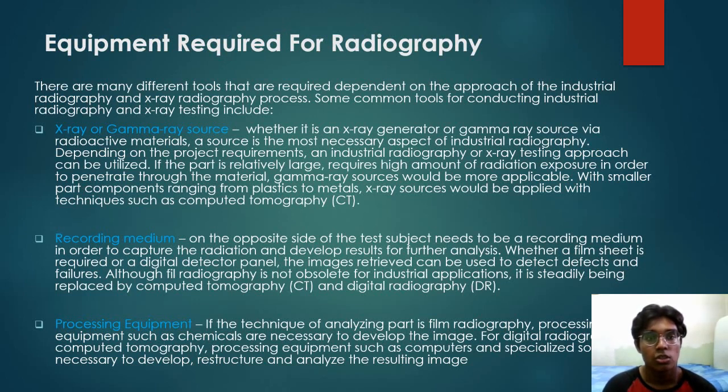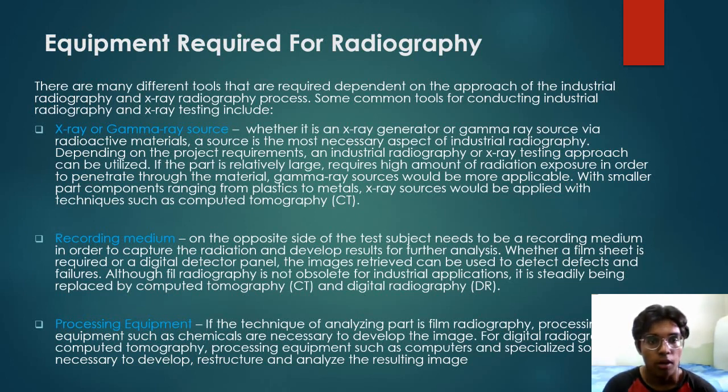The next one is the equipment required for radiography. There are many different tools used. For the common tools, there are three: X-ray and gamma ray source, recording medium, and processing equipment. For the X-ray and gamma ray source, an X-ray generator or a gamma ray source via radioactive material is the most necessary aspect of industrial radiography.